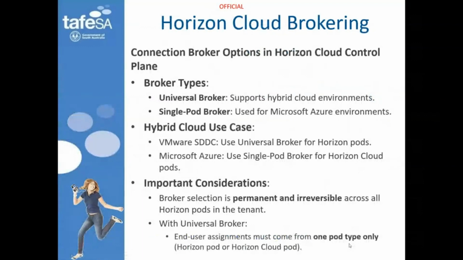So Horizon brokering. Connection broker, remember what I said about brokering: it makes a connection. It negotiates where do we send you, how do we get you this service. So connection broker options in the cloud control plane. There are different broker types. There's a universal broker, which supports hybrid cloud environments, so if you've got some on-premise, some in the cloud. There's a single pod broker, which is based on what we talked about with the Azure environment. And if you have a hybrid cloud situation, we can use the VMware SDDC, which uses a universal broker for the Horizon pods.